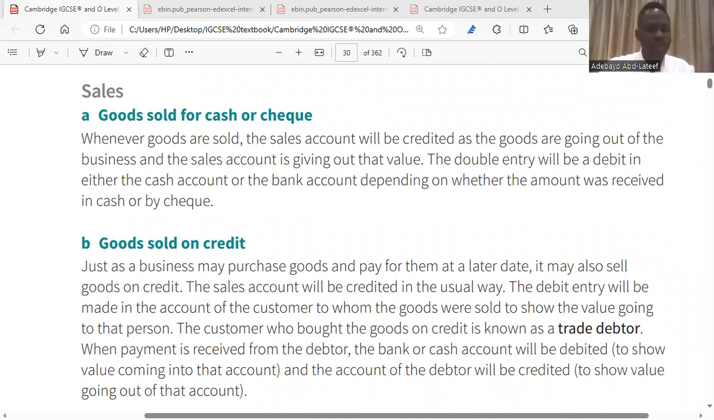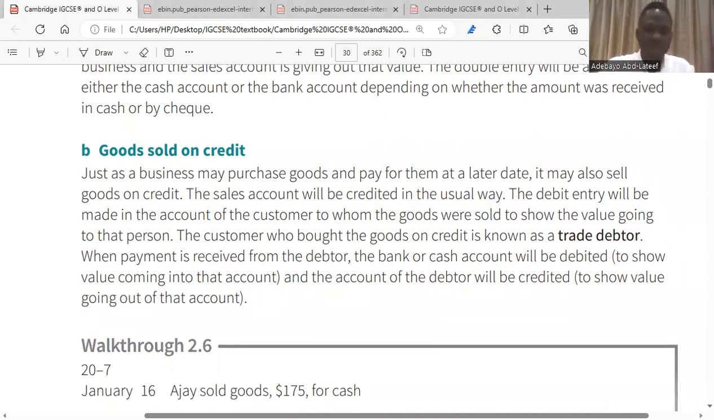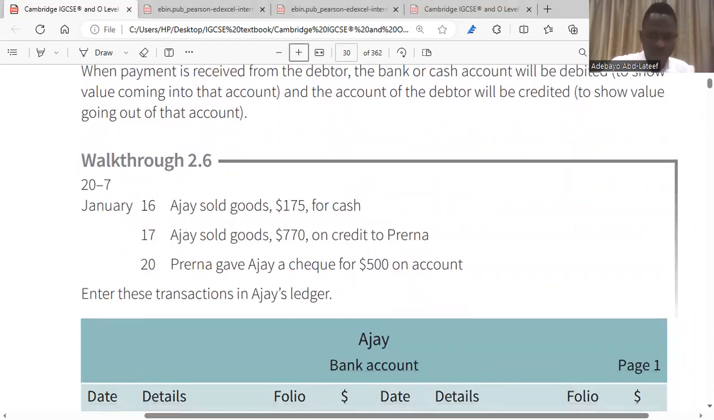So goods sold on credit. When we sell on credit, we're still going to have our sales account as a credit entry. But instead of having cash and bank account, we're going to have trade receivable account. So our trade receivable account will have a debit entry because our debtors are receiving those goods from us. Do you get it or not? Mm-hmm. So we'll go to the question.